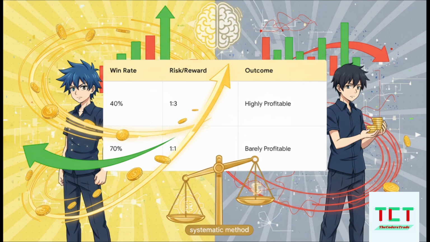Check this out. A trader who only wins 40% of the time but makes 3 times their risk on every win is going to be wildly profitable. Meanwhile, someone who wins 70% of the time but only makes a 1-to-1 return will barely break even. See, it's not about being right. It's about how much you make when you're right.